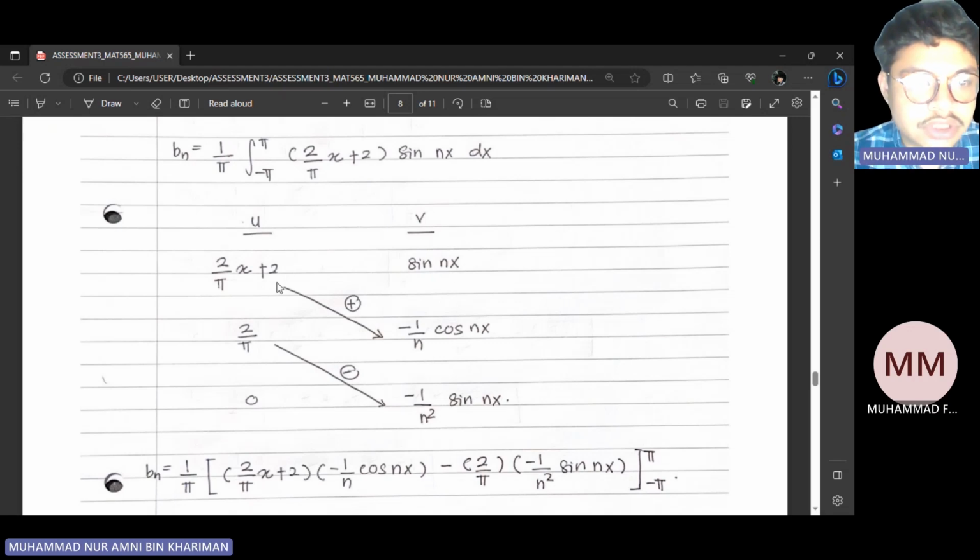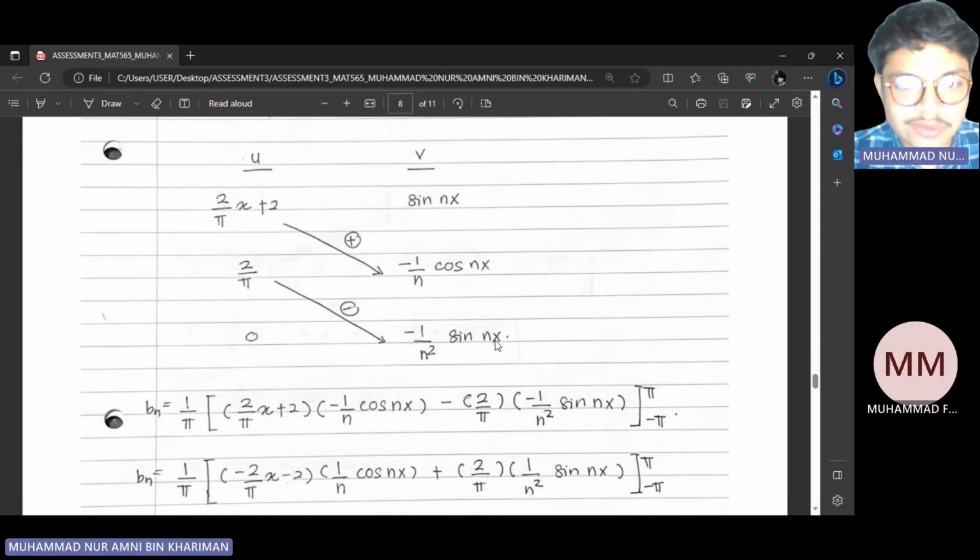Once you differentiate u, which is 2 over pi x plus 2, you get 2 over pi. Differentiate again and you get 0. In the tabular method, we differentiate u until we get 0, then we stop. Now we integrate v. Integrating sine nx gives negative 1 over n cos nx. Integrating again gives negative 1 over n squared sine nx. Then we draw the arrows, where the first is plus and the second is minus, and we stop when we get 0.